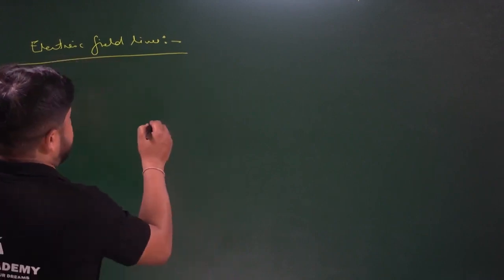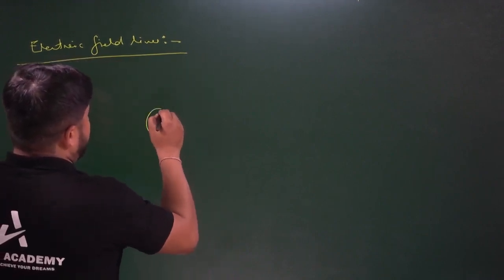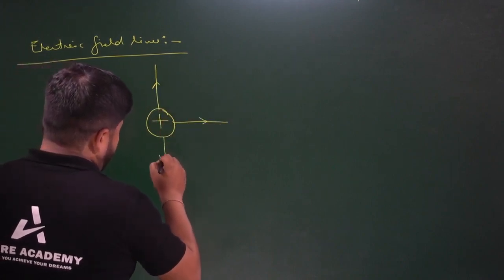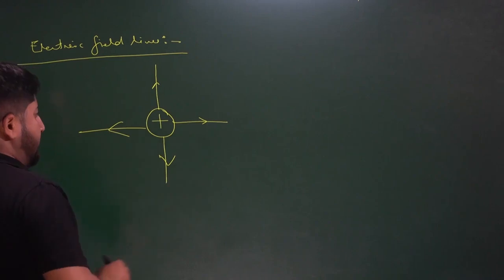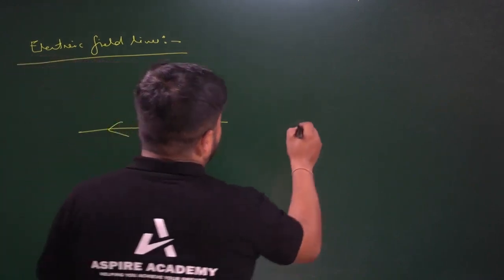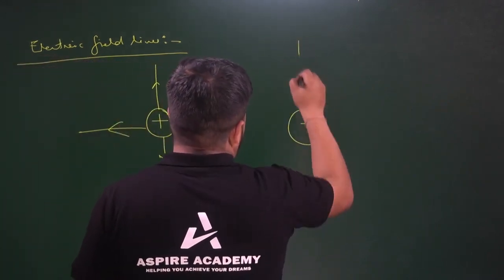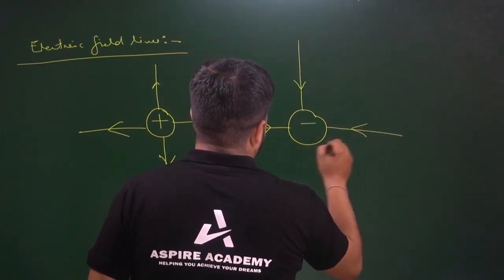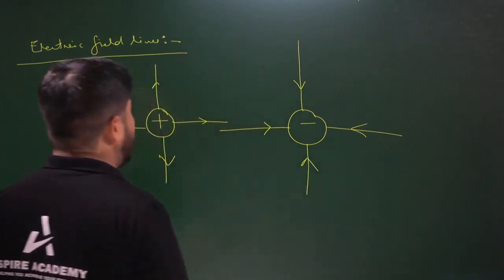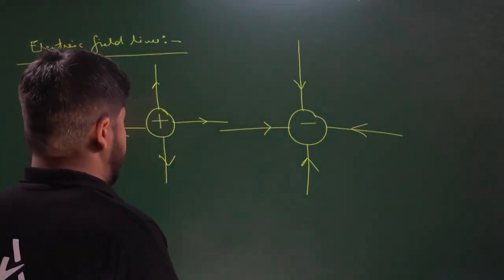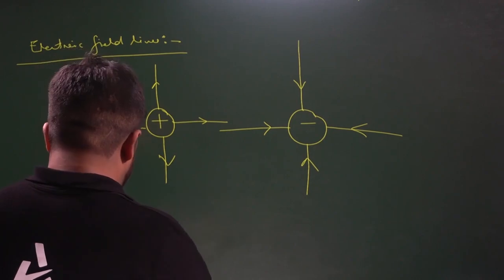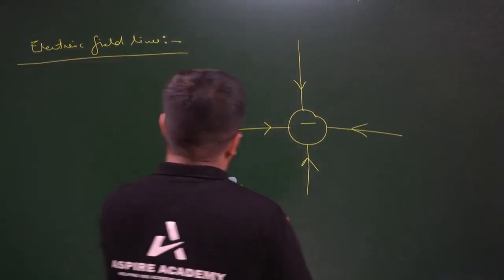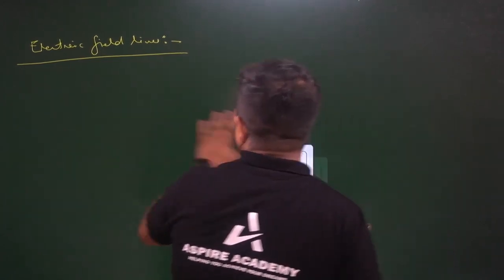Suppose this is a positive charge, all the electric field lines come out from it. Another one, if it is a negative charge, all the lines enter into it. These are the two basic properties of electric lines of force, the electric field lines. In the exam it may be asked to write the properties of electric field lines, so this is a very, very important topic.